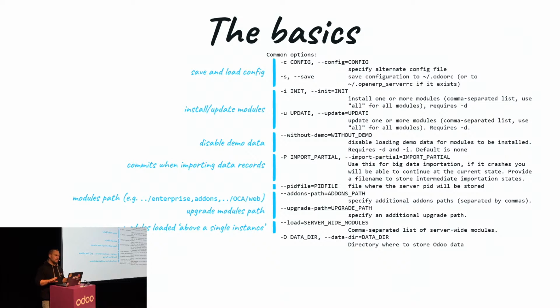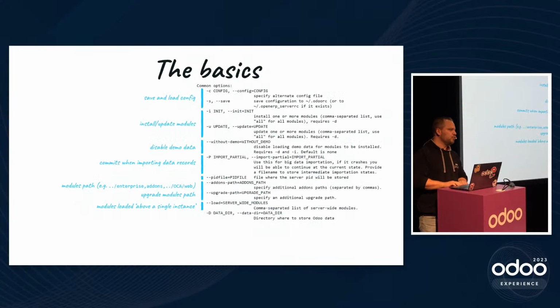The load argument is usually never used, and not a lot of people know what it's for. The idea is that you want to load the module's controllers outside of the scope of a database. For example, the web module, which this command will always include by default, means that all the routes that start with /web, for example /web/database/manager, are loaded even if you don't have any database on the server itself.